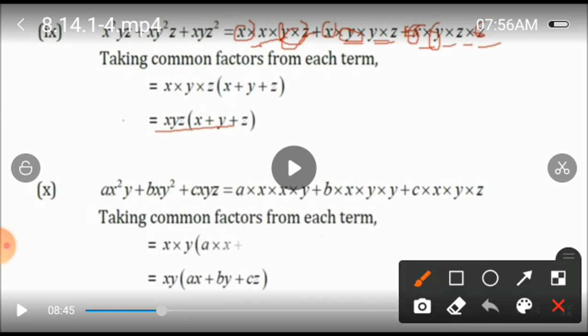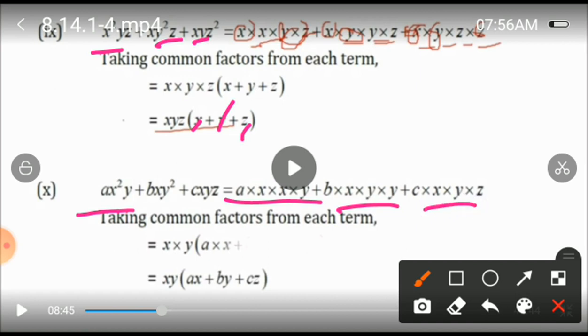Last but not least, we can check here, after taking xyz out, x is left, here xyz, y will be left, and here xyz, that means z will be left. Same way here, ax square y plus bxy square plus cxyz. By factoring each term, we have this separately.